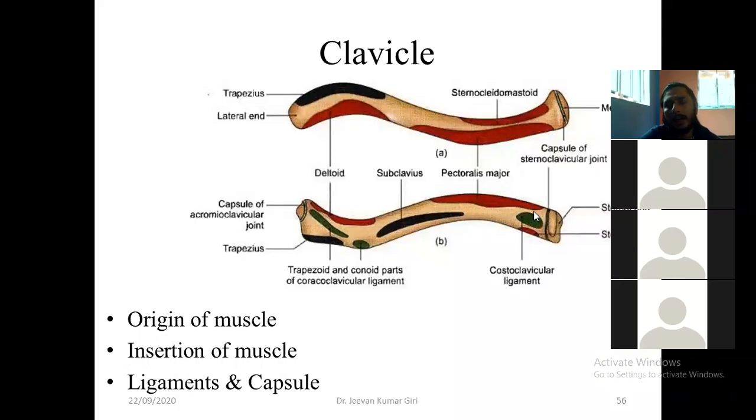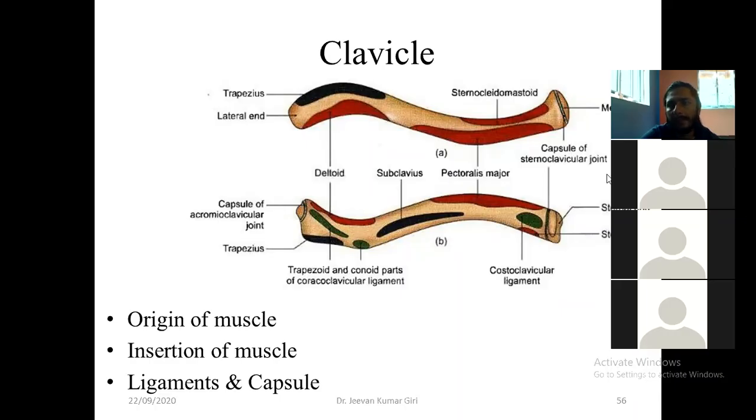Now, similarly, in the middle one-third in the inferior surface near the medial end, you will find the attachment of one ligament, that is the costoclavicular ligament. So the costoclavicular ligament extends between the first costal cartilage and the clavicle. This is the ligament of the sternoclavicular joint. Okay, just remember this thing. At the margin of the articular surface of the clavicle, there is the joint capsule. So this is the joint capsule.